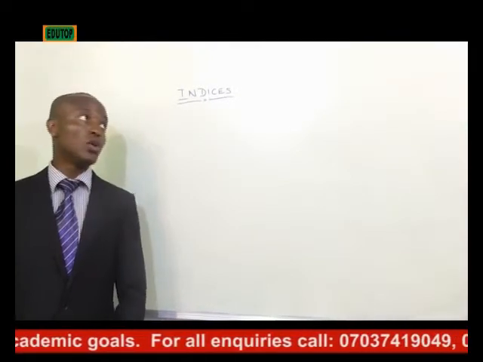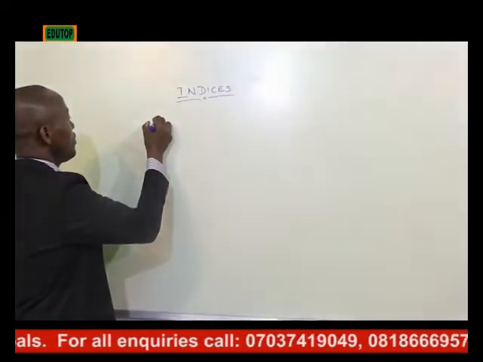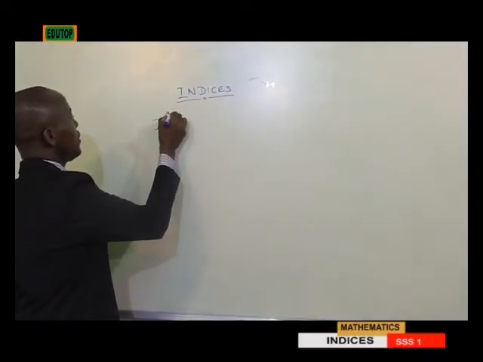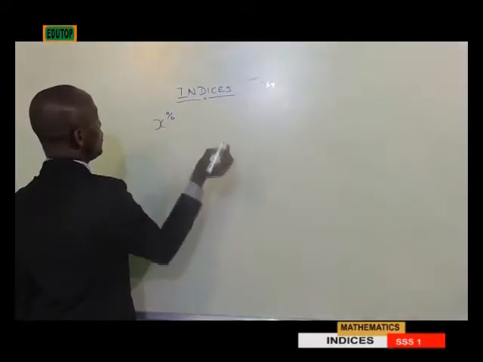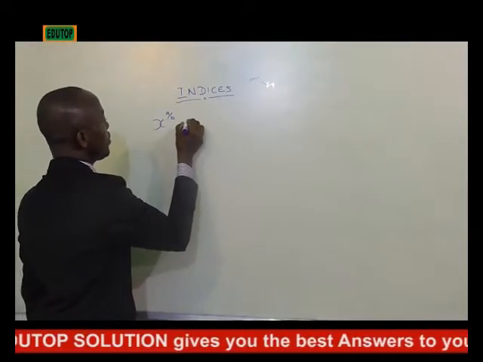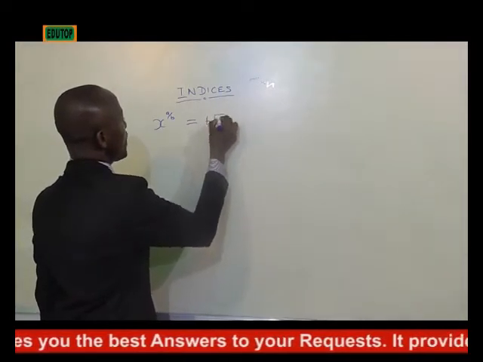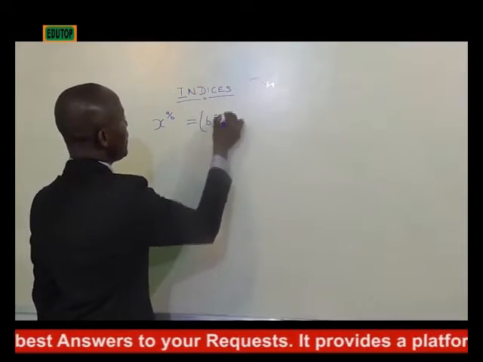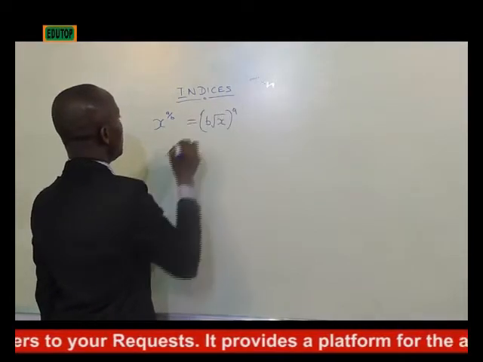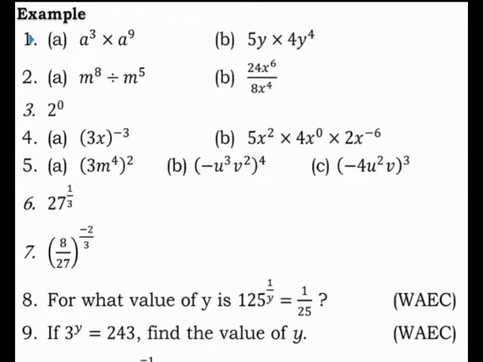Example number 7 is based on the seventh law, which is of this format: x raised to power a over b. Mind you, the other one we have is just 1 over b. So what we'll have here will be the bth root of x, everything raised to power a. But treating the example that we have here, we have 8 all over 27, everything raised to power minus 2 over 3. We are combining different laws here.